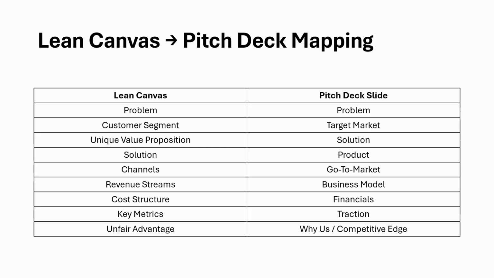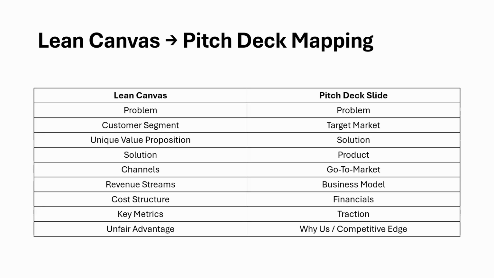The value that you sell through is the product or the solution. Then channels, where we say how you are delivering the value, the solution, to the customer segment. So how do you reach out to them? The channels are the go-to market. How do you reach out to the market, right? And then we saw revenue streams, that is, how do you make money? That is the business model, right?